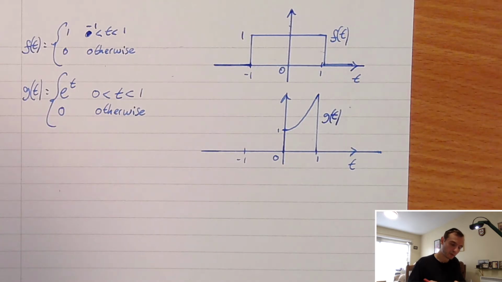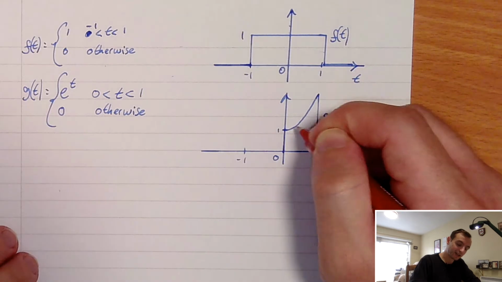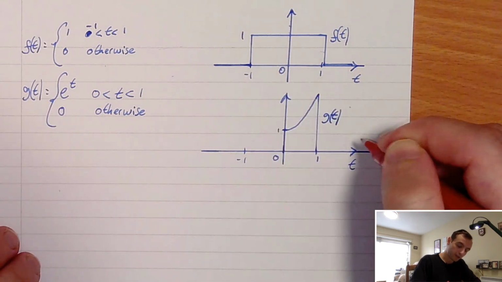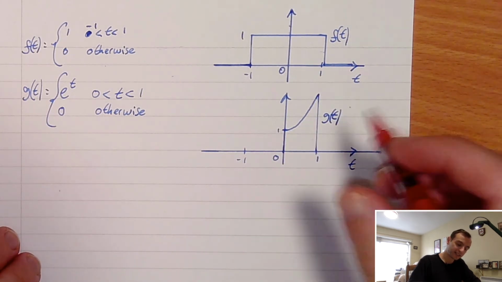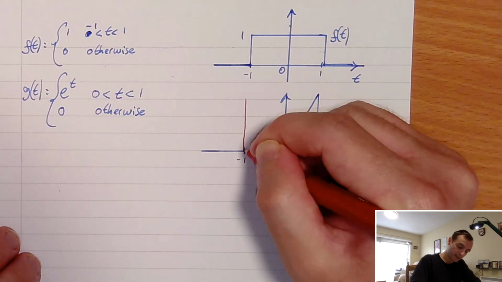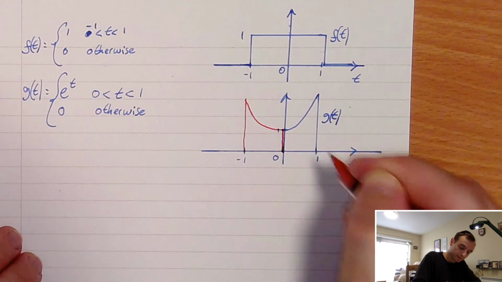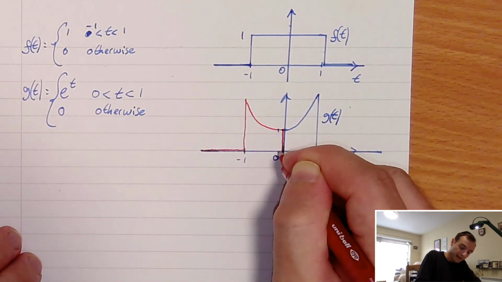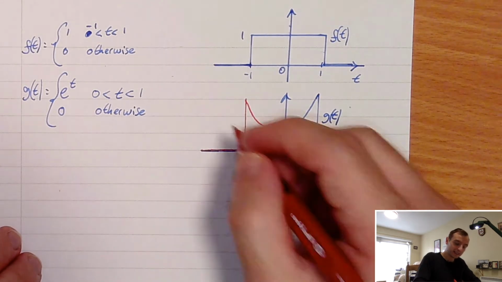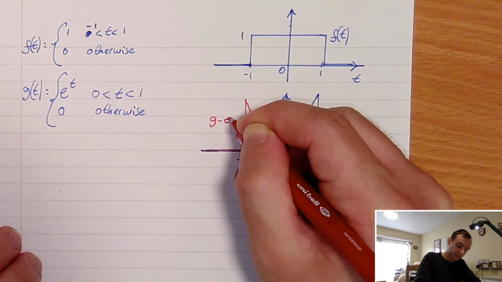Now, do you remember one good approach to try and figuring out this problem was to invert g of t in the y-axis, or reflect it in the y-axis rather. So we end up with something looking like that. And that's to say g of minus t.